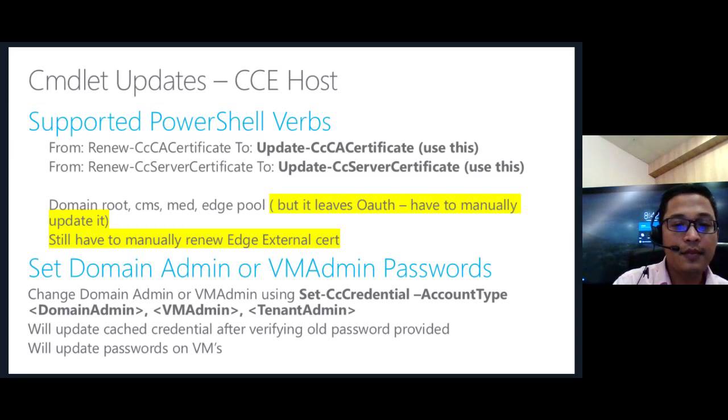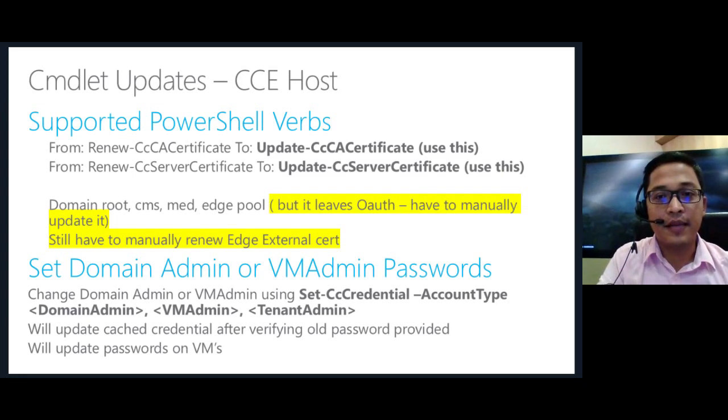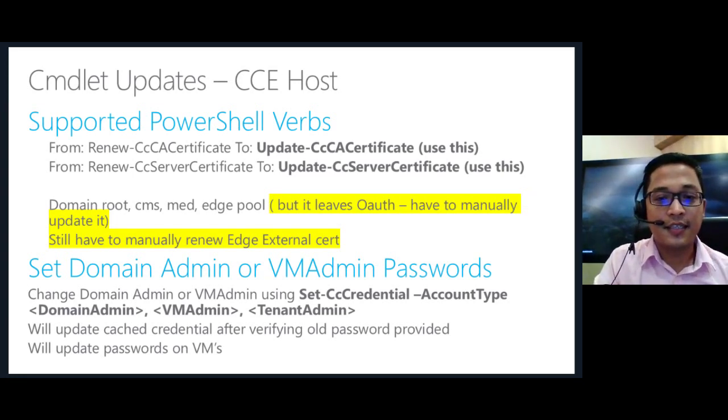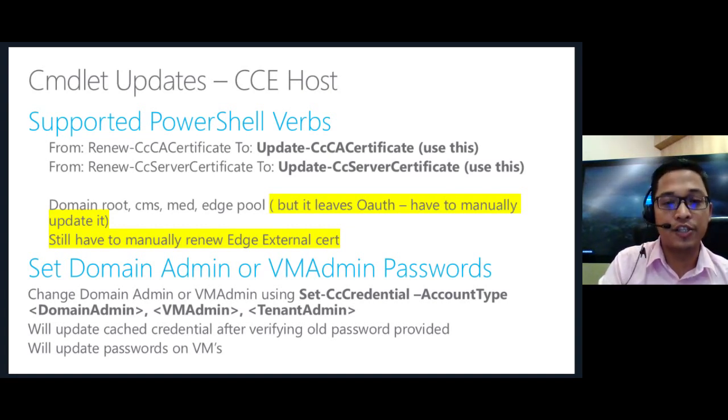Another thing to take note of is that you still have to renew your external certificate manually. It makes sense because we do not have an automated renew mechanism between the cloud, the CCE appliance, and GoDaddy or DigiCert. It doesn't have this mechanism yet, so the CCE server certificate you still have to renew manually. Also, you can change your domain and VM account password. As I mentioned, you use set CC credential, with the account type, and you type the account that you want to change.